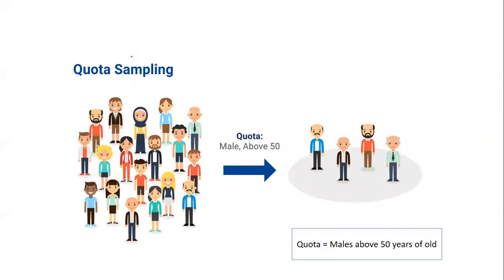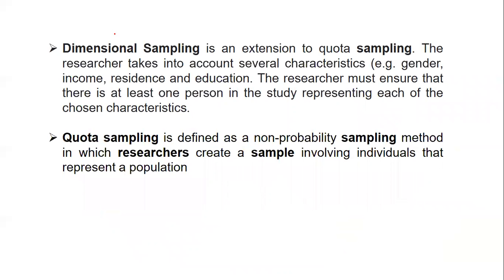Then quota sampling, where you have a group and from that you take a quota, for example, male above 50. Such a quota, if you find out, is called quota sampling. There is something called dimensional sampling, an extension to quota. The researcher takes into account several characteristics and also ensures that at least one person presenting each chosen characteristic is present in the study. So quota sampling is basically a non-probability sampling method, and it creates a sample involving individuals that represents a population.